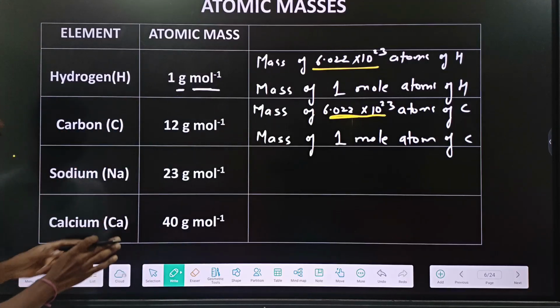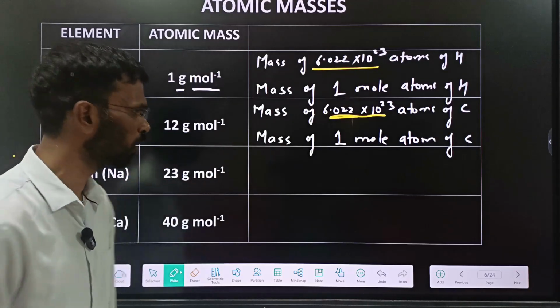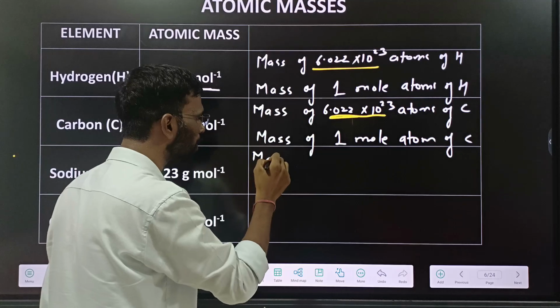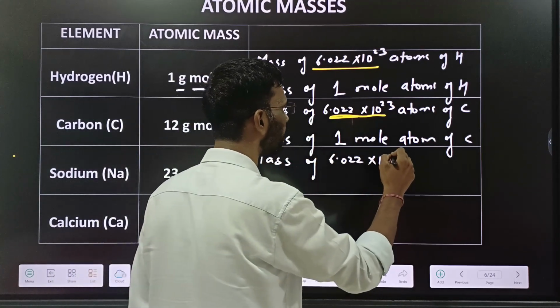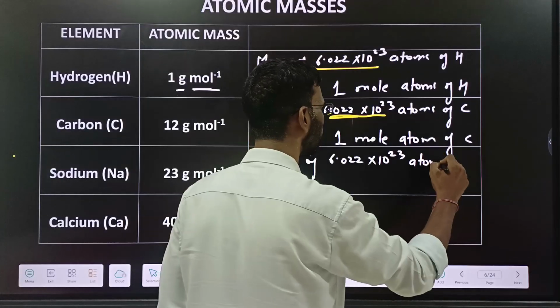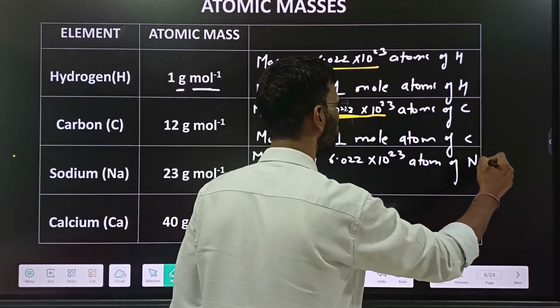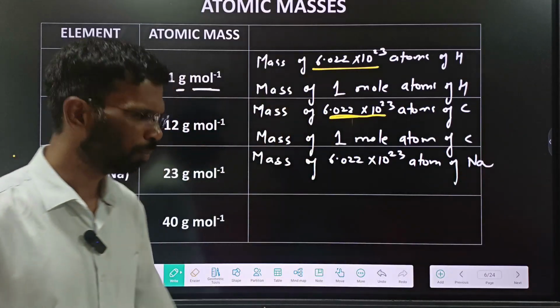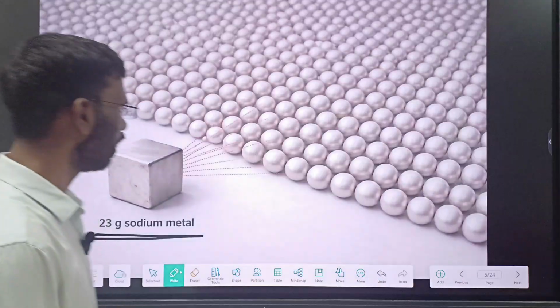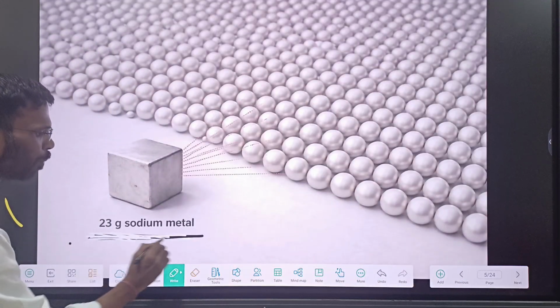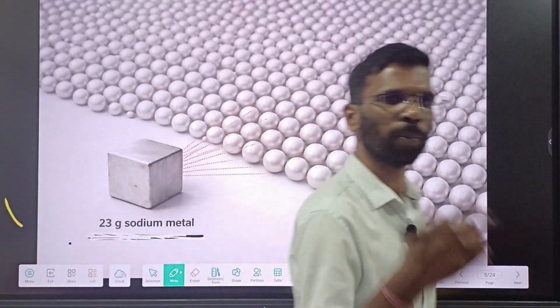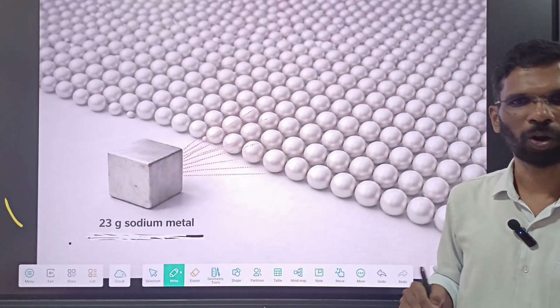Sodium's atomic weight is 23 grams per mole. It means it is a mass of 6.022 into 10 raised to 23 atoms of sodium. Over here I had written 23 gram of the sodium. Can someone comment and tell me how many atoms of sodium are there? Please comment and tell me how many atoms are there.